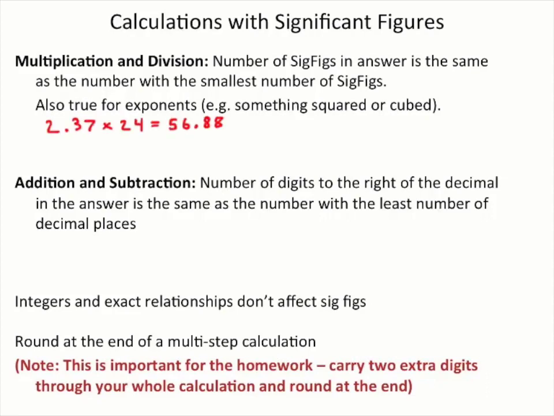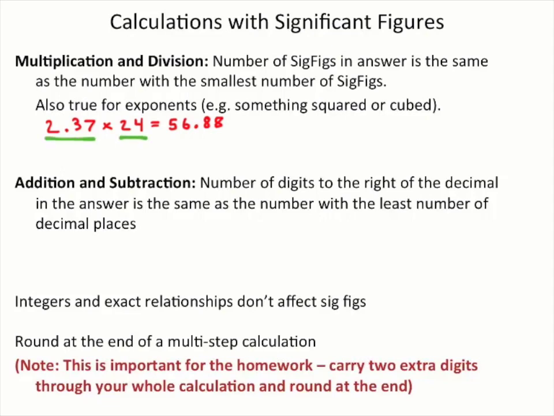So say you have this equation, 2.37 times 24 gives you 56.88. So I call 56.88 the calculator answer. It's what your calculator gives you. Your calculator may have given you even more digits beyond that. Who knows? Again, your calculator lies. It tells you, here's all the digits, but not all of them are significant.